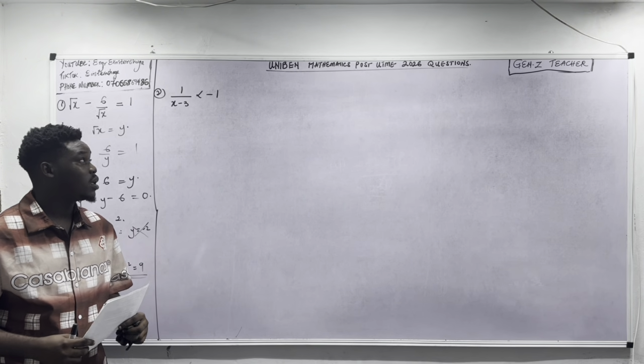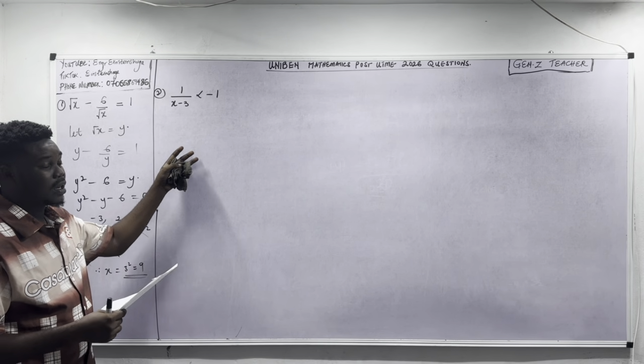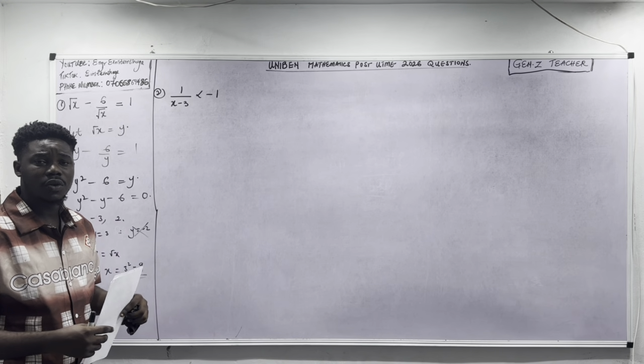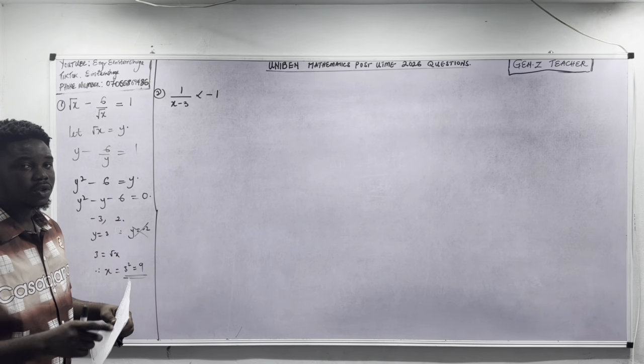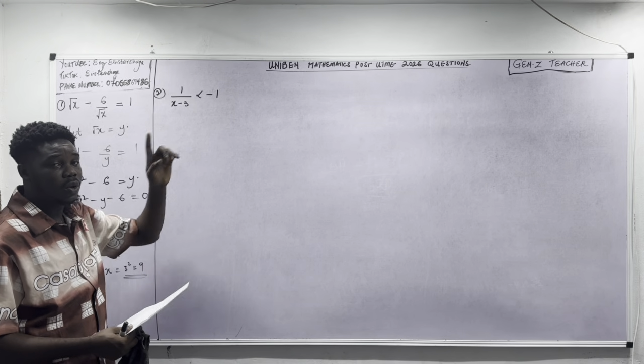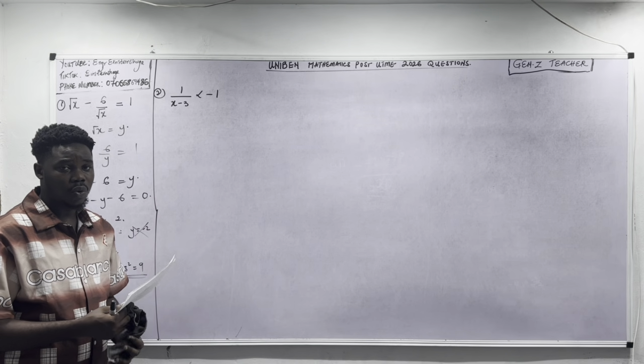Okay, so number 2 says, for what value of x will this fraction be less than minus 1? Now quickly, we're going to solve this as an inequality. Now there's something you should watch out for. Many of you might be tempted to just cross multiply, but quickly, if you do that, you're going to get it all wrong. Why?